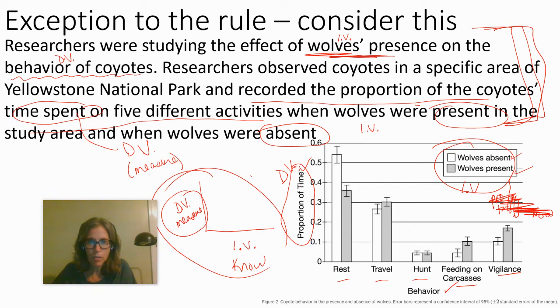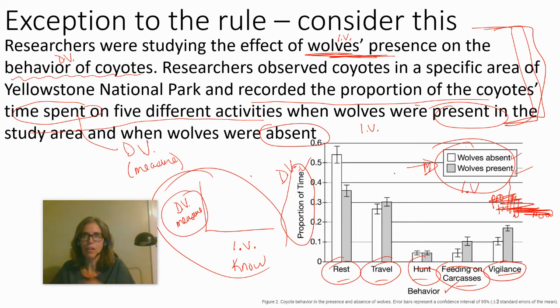The dependent variable is the proportion of time spent in each of these activities. But each of these activities, we know what activities we're going to study, but we don't know the proportion of time spent in each. The independent variable, though, is really, are the wolves present? Like the main thing that we're looking at is wolves present or wolves absent. That's what we really want to study. And then sort of secondarily, what is it that the coyotes are doing when the wolves are present or when the wolves are absent? So this wolf present or wolf absent is really what we're looking for as the independent variable.